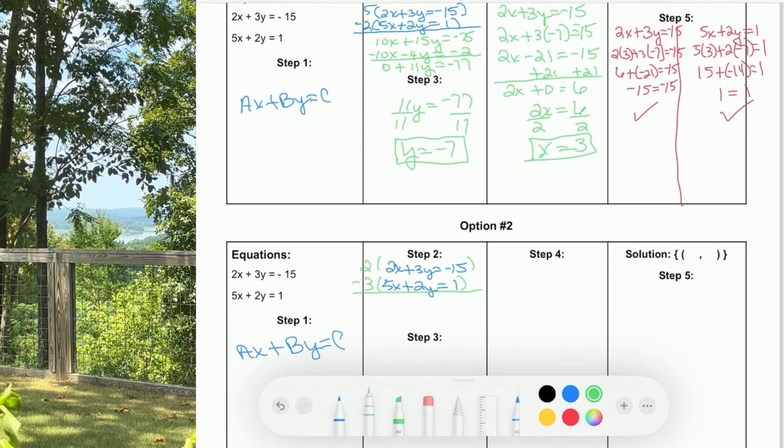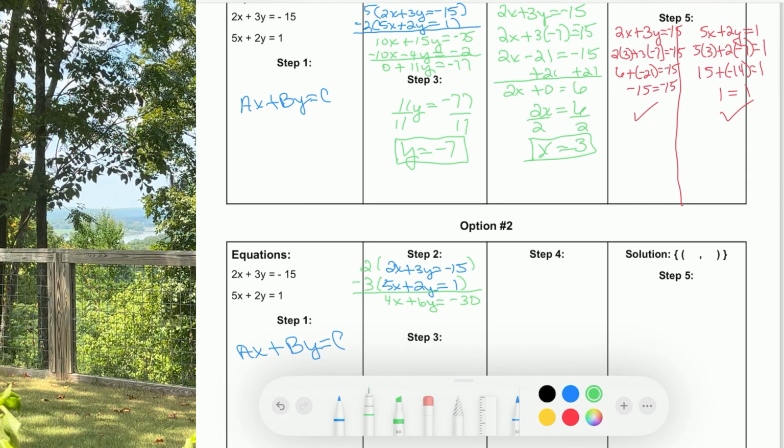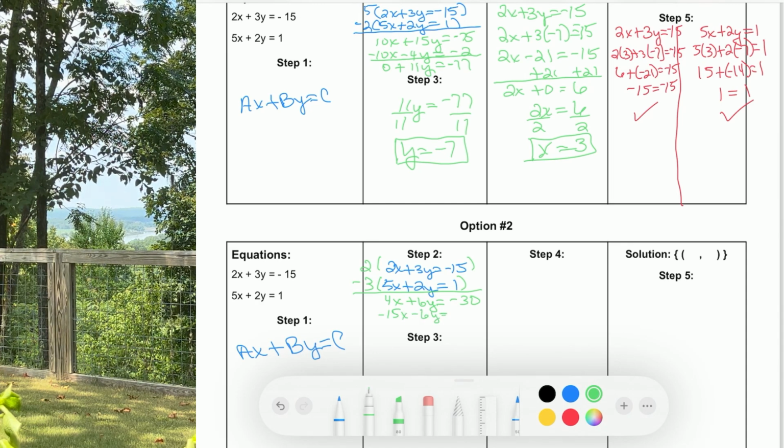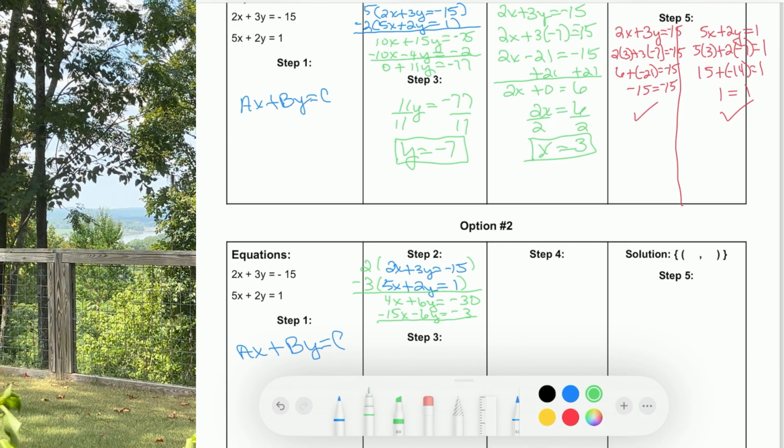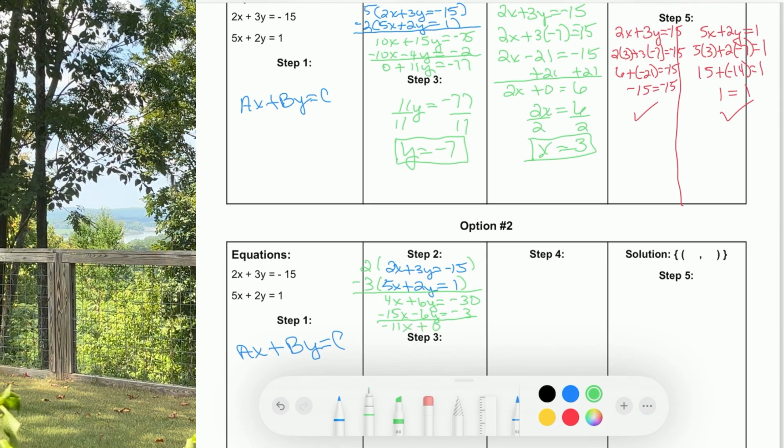All right, so I get 2 times 2 is 4x. 2 times 3 is 6y. 2 times -15 is -30. On our second equation, I have -15x. -3 times 2 is a -6y. -3 times 1 is a -3. Add those together. My 4x minus 15x gives me a -11x. My y's cancel out. End up with -33 here.